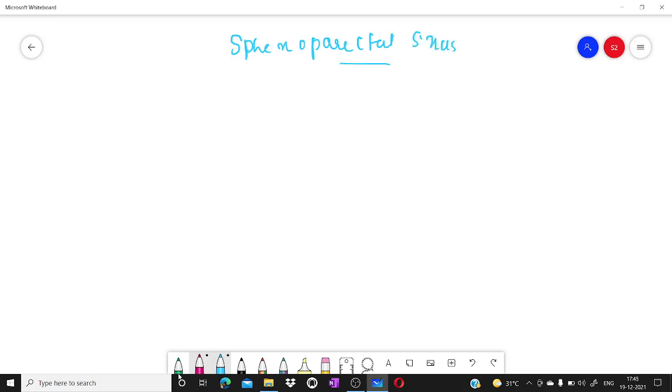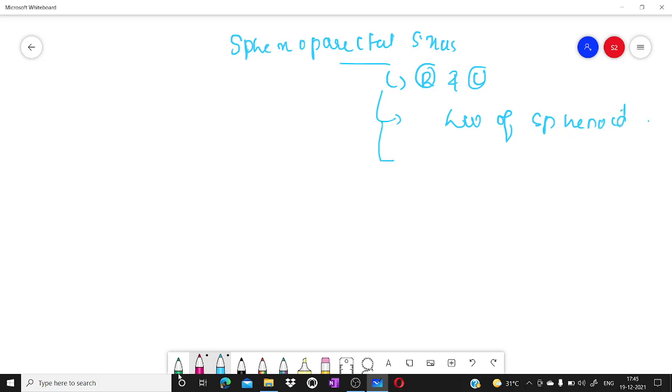So it is actually paired. So right and left sphenoparietal sinus are there. And what is the location? It is located along the posterior free margin of the lesser wing of sphenoid. So it is related to the posterior free margin of the lesser wing of the sphenoid.